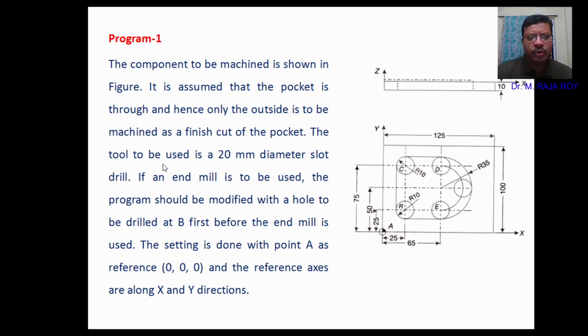Okay. The tool to be used is a 20 mm diameter slot drill. If we are not using a slot drill, suppose you are using any end mill cutting tool, then first you have to create the hole using drilling, then you can use the end mill cutter for creating this pocket. The setting is done with point A as reference, that means this is our datum point, and the reference axes are along x and y. Okay, this is the information given. Now we'll see how to write the program.